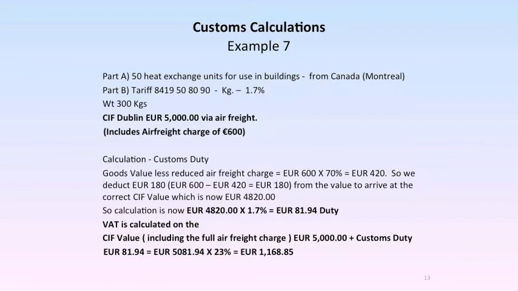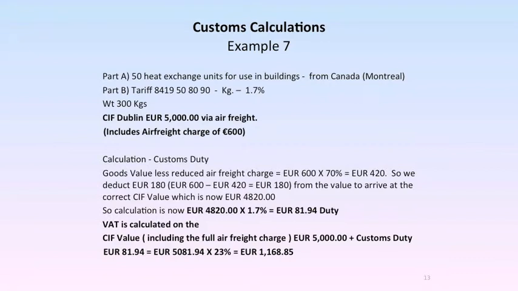Looking at example number 7, we have a shipment consisting of 50 heat exchange units for use in buildings from Montreal, Canada. The tariff number as advised, showing the full 10 digits, and the rate of duty applicable is 1.7%. This is on the basis of CIF Dublin €5,000 via air freight, and there's an air freight charge of €600 included in that figure. So once again, if you look at the sheet regarding the air transport costs to be included in the customs value, look at Zone A and you will see that 70% of the air transport cost has to be included for the duty calculation.